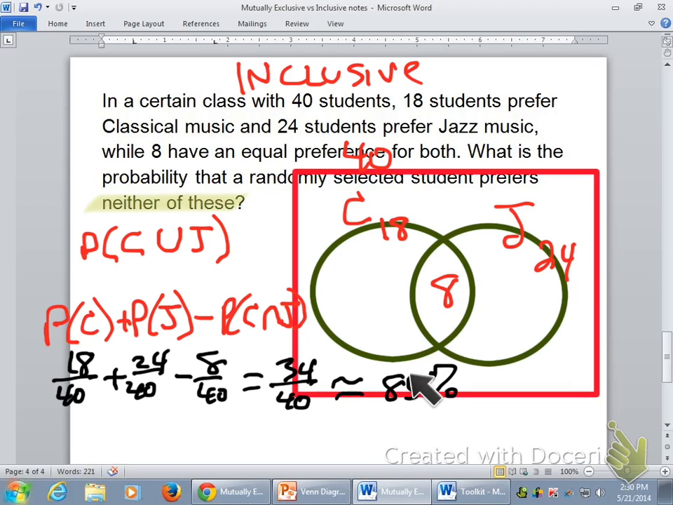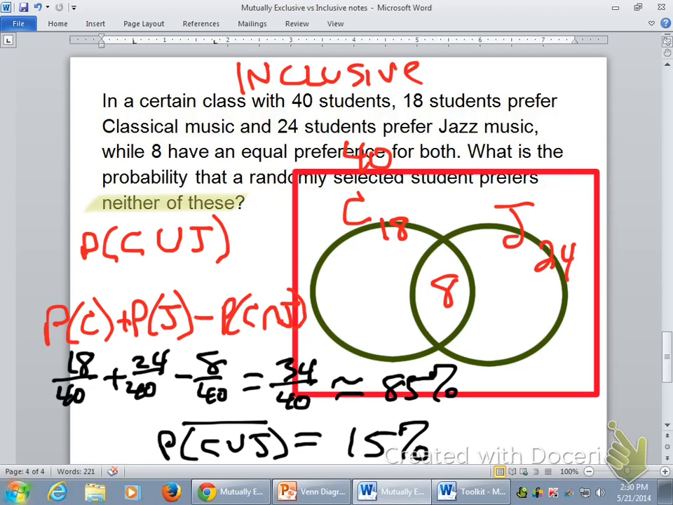But does that answer my question? No. I wanted to know how many preferred neither. This represents how many preferred classical or jazz. So what would neither be? 15. All right. Neither would be 15% of 40, since 85% is classical or jazz. It'd be the opposite of that, right? It'd be the complement, so it's going to be 15%. It's going to be what's left over.